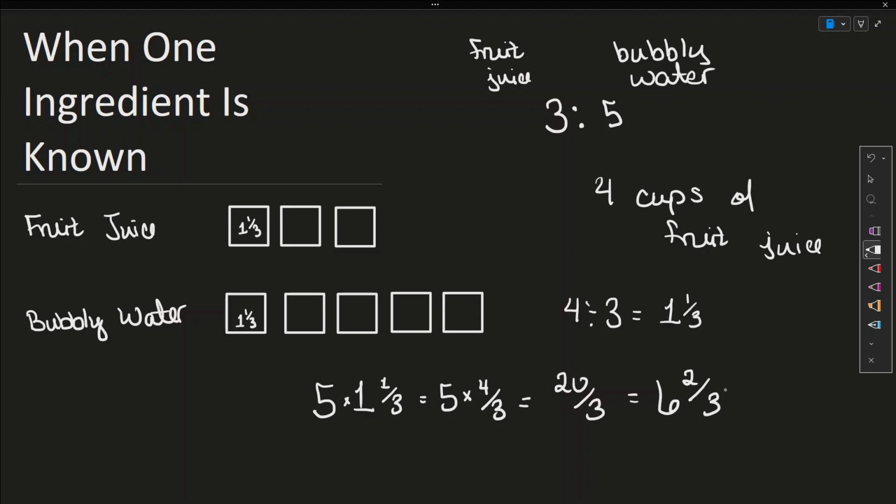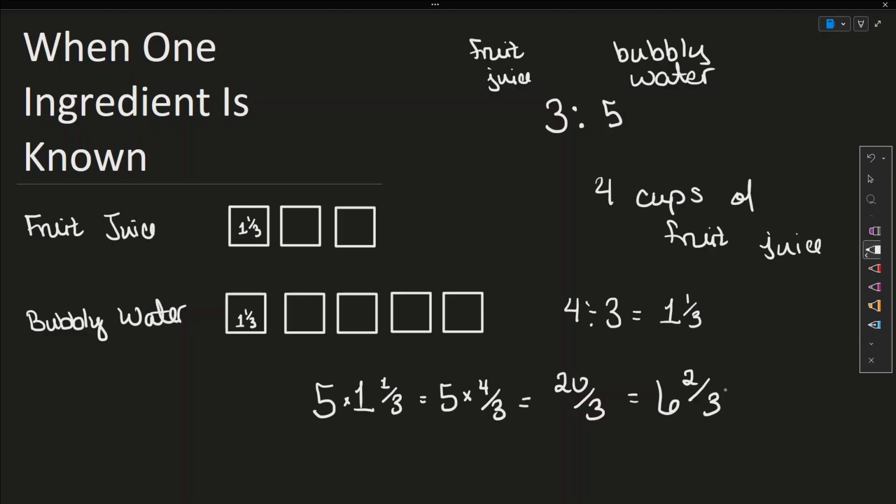Students may not love fractions like 20/3, but this is a good opportunity to focus on meaning. The reasoning is 3 parts of fruit juice equals 4 cups. So 1 part equals 1 1/3, or 4/3 cups. Then 5 parts of bubbly water equals 5 times 4/3, or 20/3 cups.